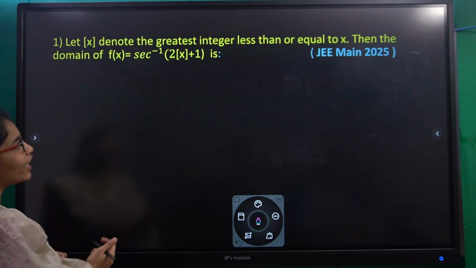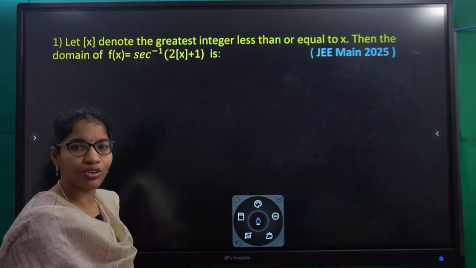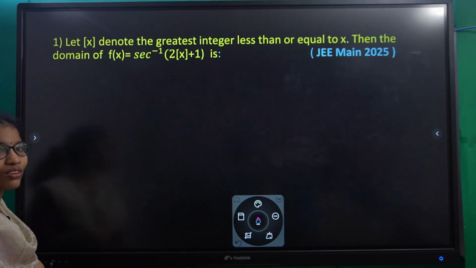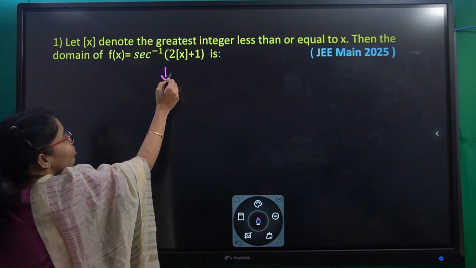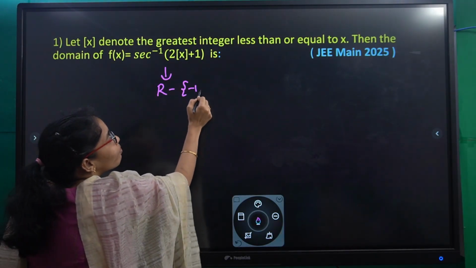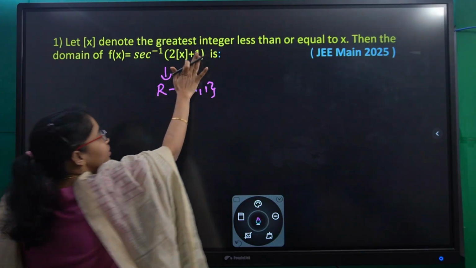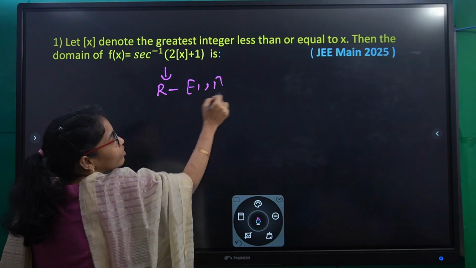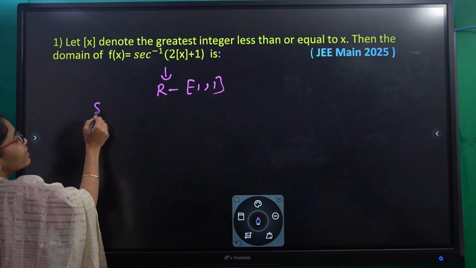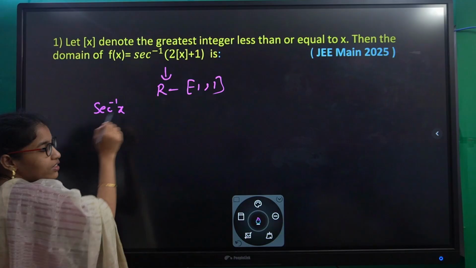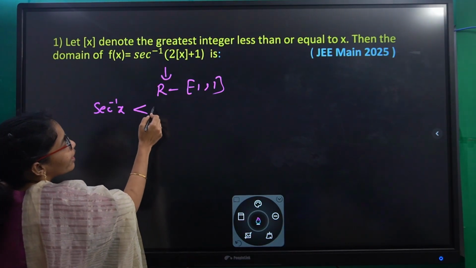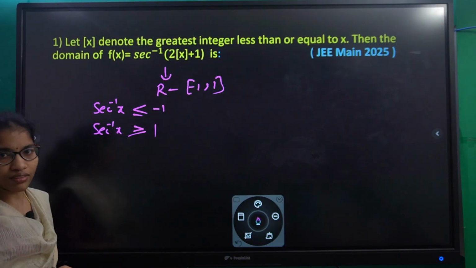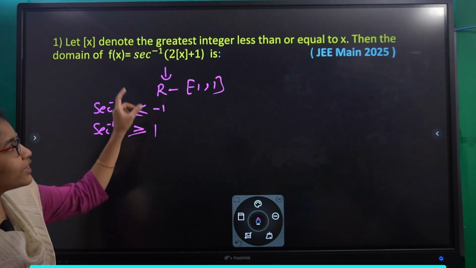So how can you find the domain of these secant inverse functions? Already we've seen about the domain and ranges of these inverse functions, right? So what is the domain of the secant inverse function? Secant inverse domain is always R except from -1 to 1, so you have to take R minus (-1, 1). Which means secant inverse x is either less than or equal to -1 or greater than or equal to 1. So this is the domain for secant inverse x.